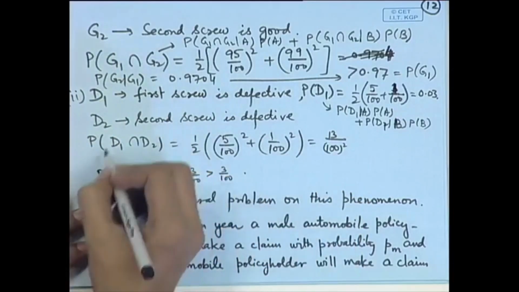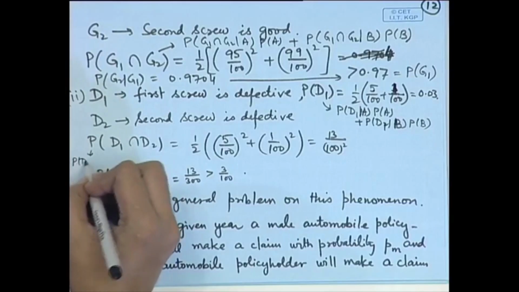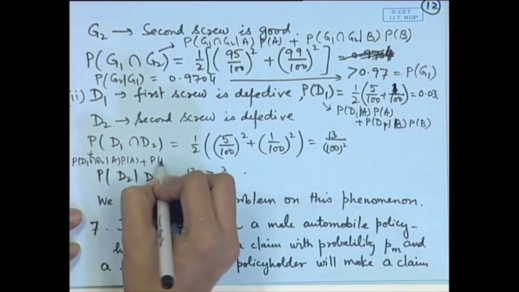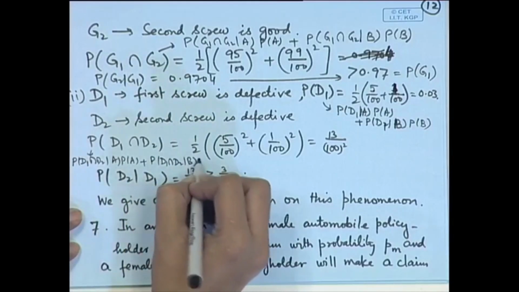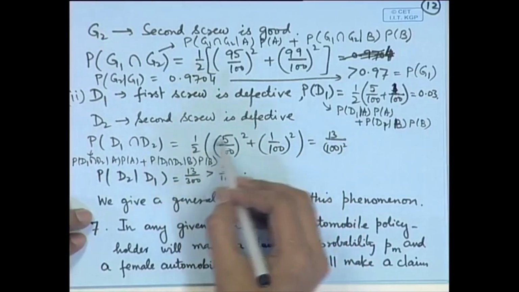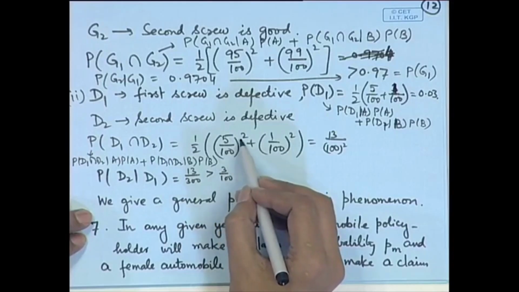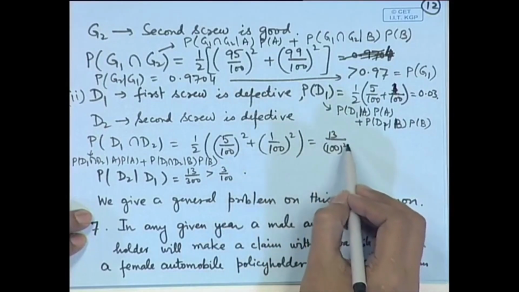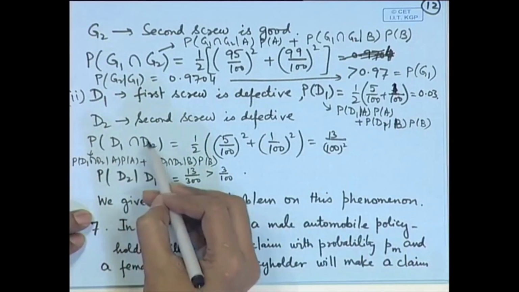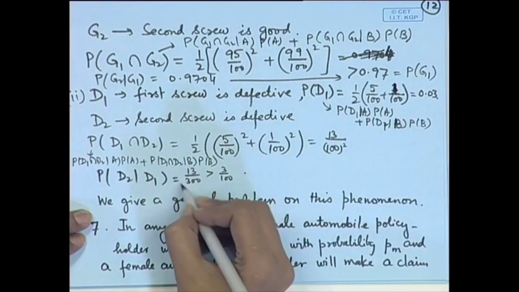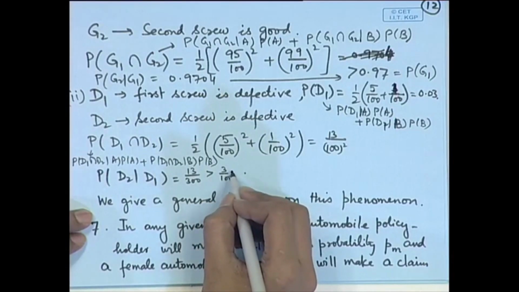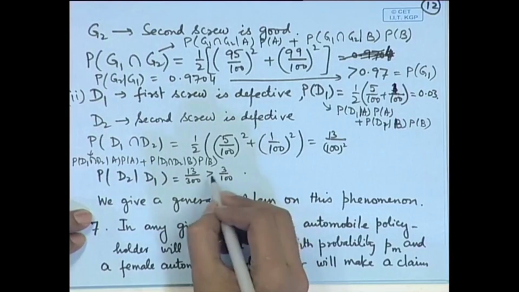If I look at the event D2, that the second screw is also defective, then once again we can use the same representation. This is equal to probability of D1 intersection D2 given A into probability of A plus probability of D1 intersection D2 given B into probability of B. So, by the logic which we used earlier, it is half into (5 by 100) square plus (1 by 100) square, that is 13 by 100 square. So, if I look at probability of D2 given D1, that is probability of D1 intersection D2 divided by probability of D1, after some simplification it becomes 13 by 300, which is clearly bigger than 3 by 100. Once again you can see that this probability has increased.